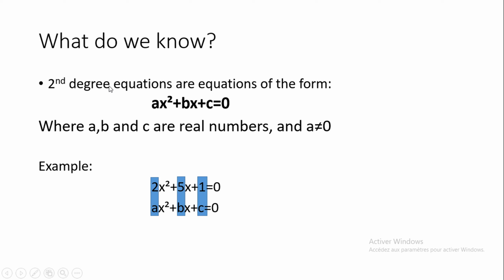We know that every second degree equation has the form ax squared plus bx plus c equals 0, where a, b, and c are real numbers and a different from 0. As we said, if you have seen the last video, in the example 2x squared plus 5x plus 1 equals 0, our a here is 2, our b here is 5, and our c here is 1.